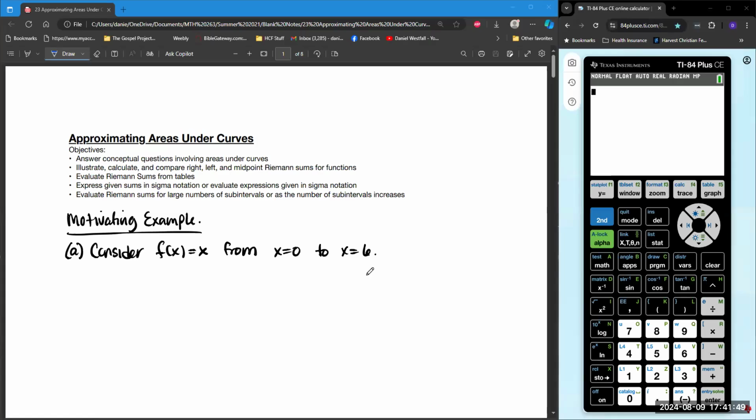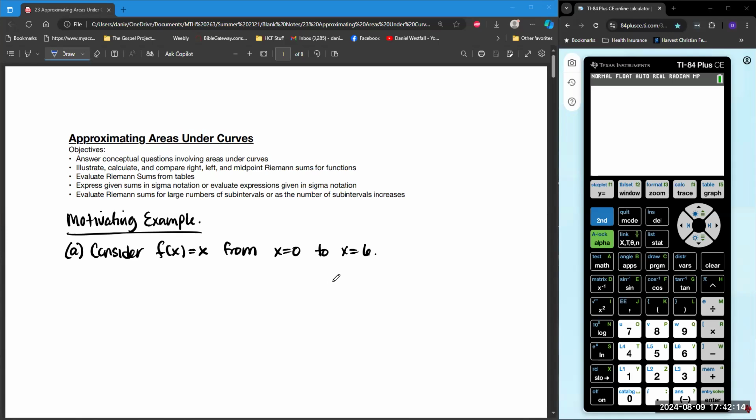In this video, we'll be approximating areas under curves. Our objectives will be to answer conceptual questions involving areas under curves. We'll illustrate, calculate, and compare right, left, and midpoint Riemann sums for functions. We'll evaluate Riemann sums from tables. We'll express given sums in sigma notation or evaluate expressions given in sigma notation.